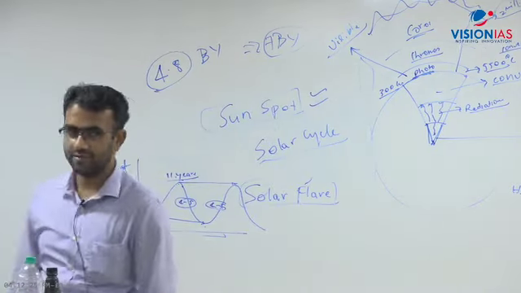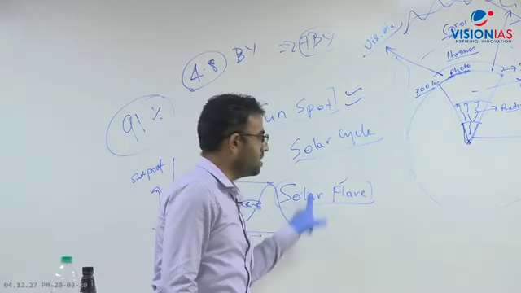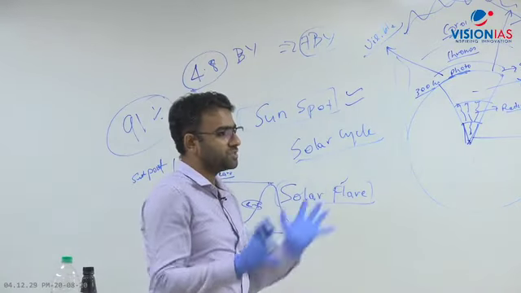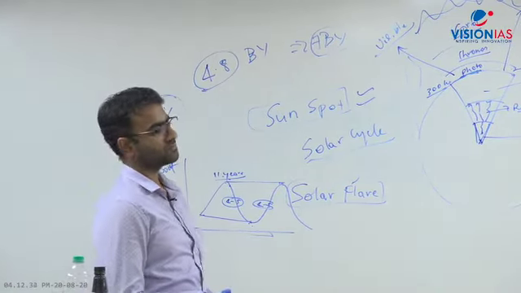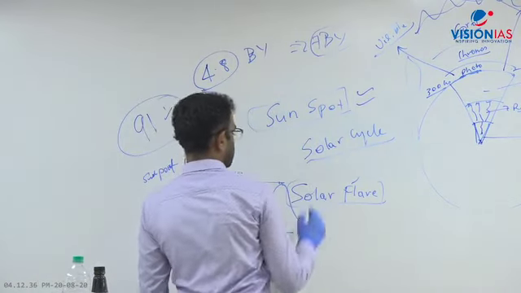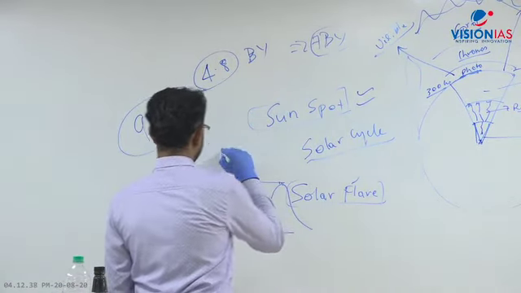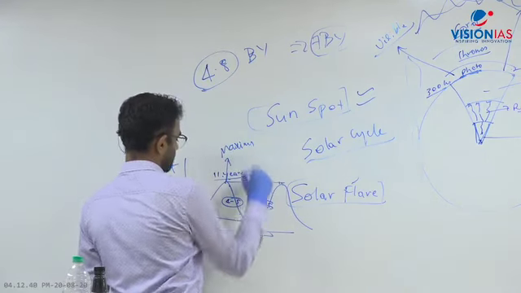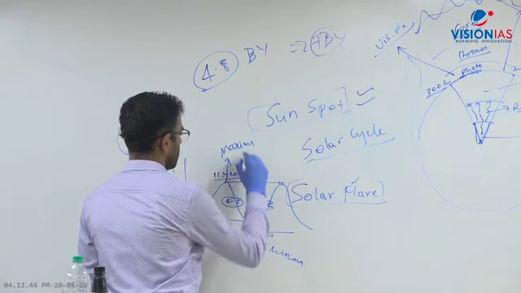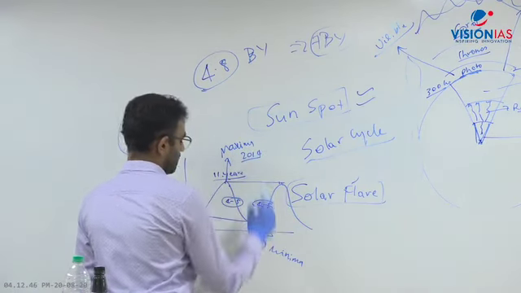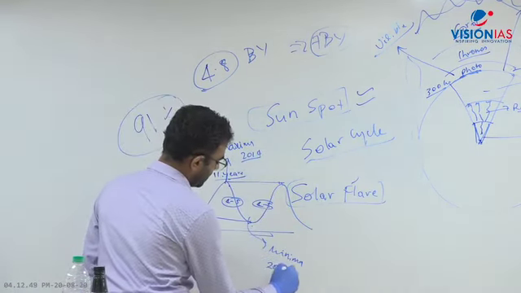So in a solar cycle, we will have one solar maxima and one solar minima. Solar maxima is the highest number of sunspots, solar minima is the lowest number of sunspots. Okay, this is solar maxima. This is solar minima. Solar maxima was in 2014 and solar minima was in 2019 and 20.